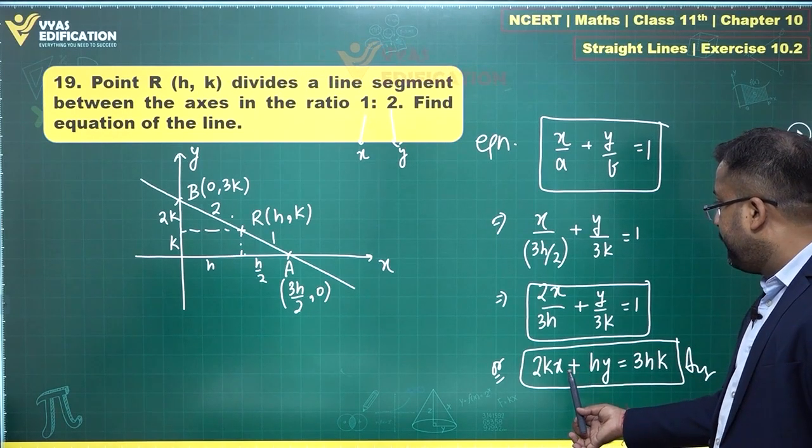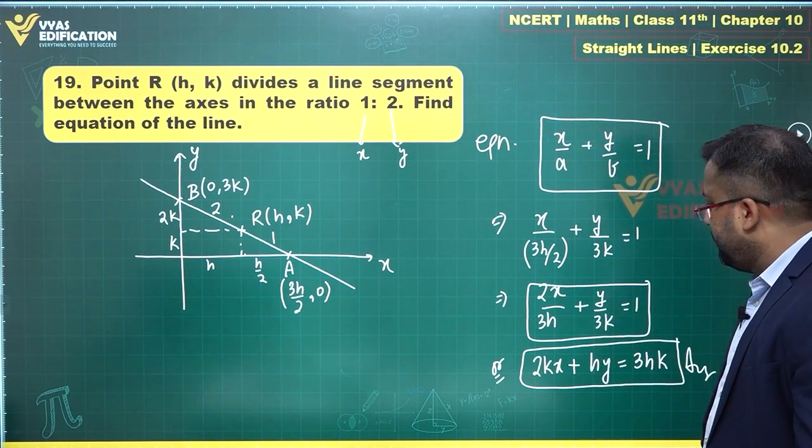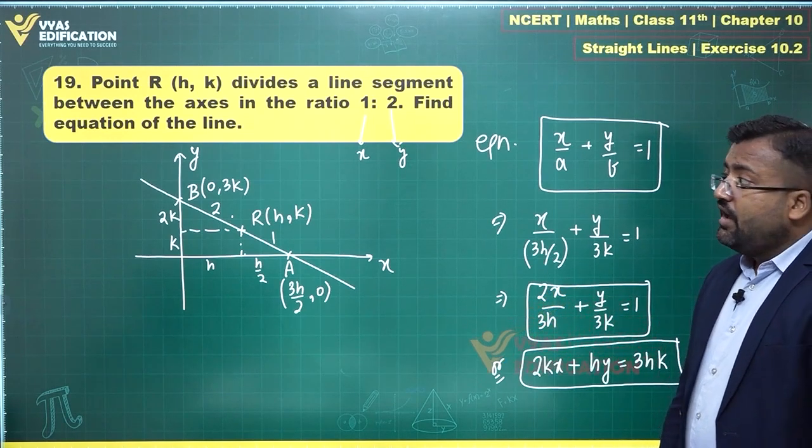Let's check that again. You multiply by k, you multiply by h, and you multiply by 3hk. Yes, that's what you have. That's the final answer for this question, as you can see behind me.